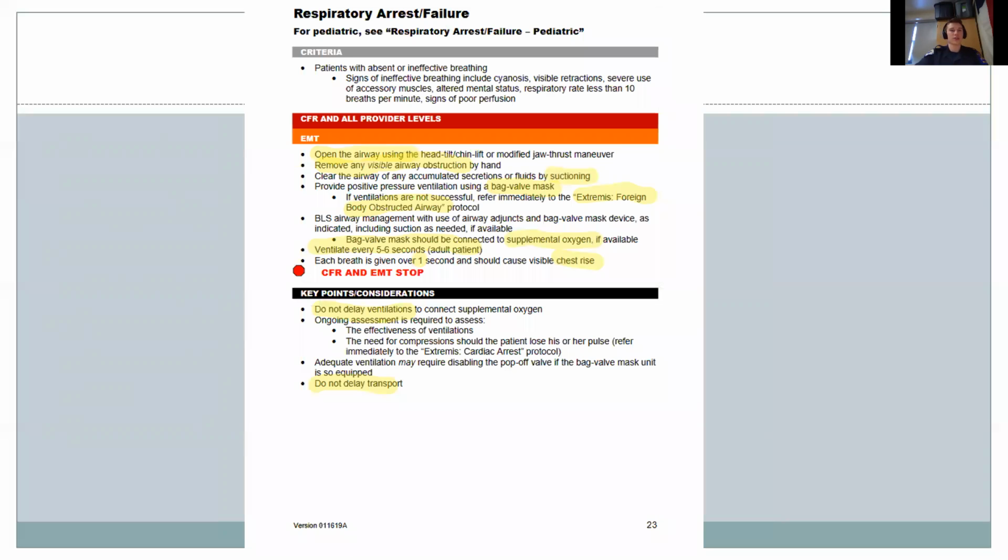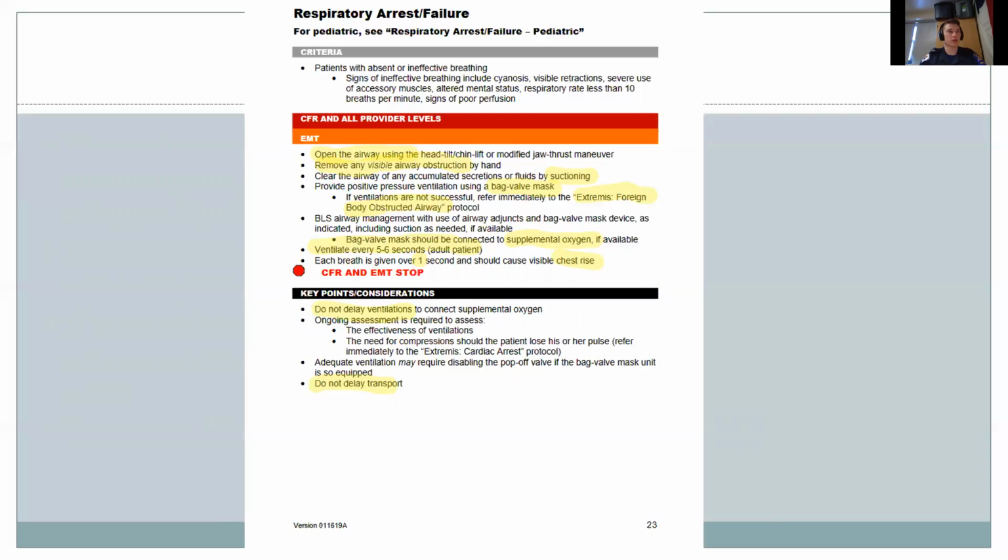So respiratory arrest/failure. This is, again, a respiratory issue, however, not necessarily something lodged in the patient. So your criteria for this is a patient has cyanosis, turning blue, visible retractions, severe use of accessory muscles, etc. So this just means the patient's not getting enough air circulating through his body, enough oxygen.